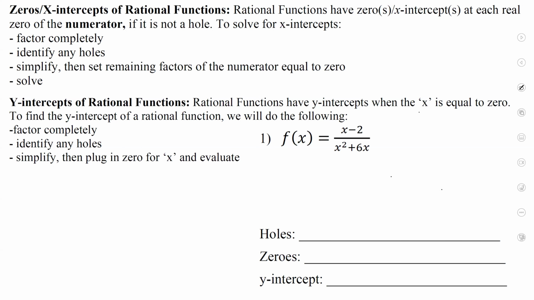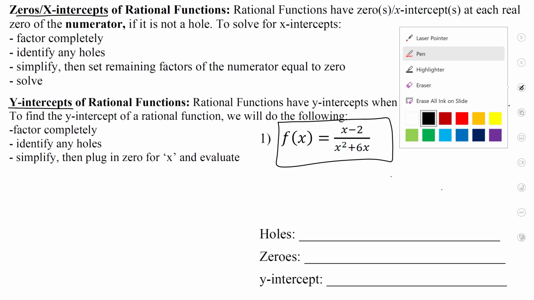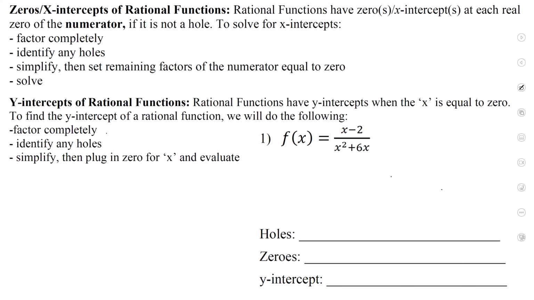So today we're going to be finding the zeros, which are also called x-intercepts. And we will find the y-intercepts of these rational functions. Okay, so let's start off with what we know. In all cases, you're always going to factor completely. So first, let's factor completely.